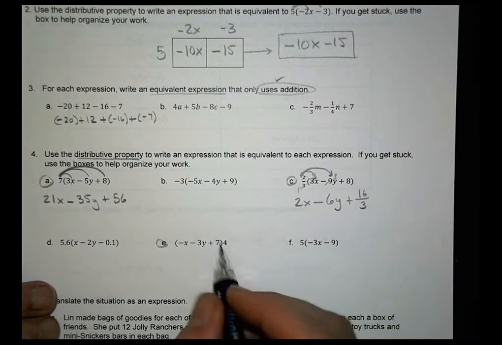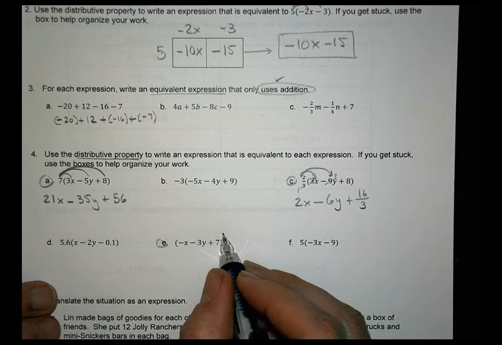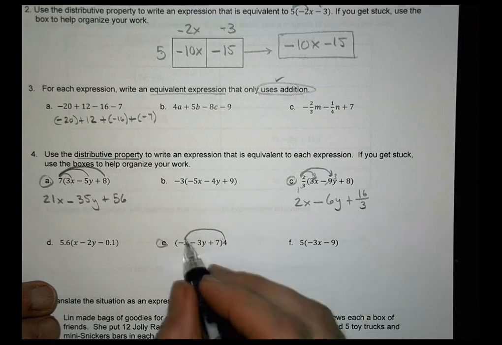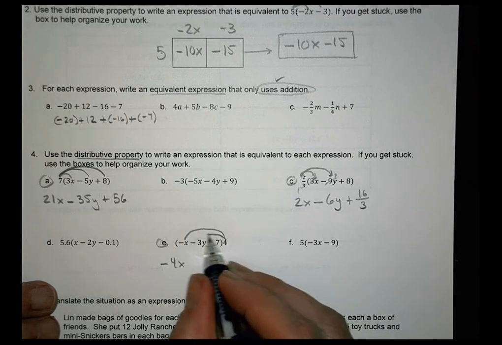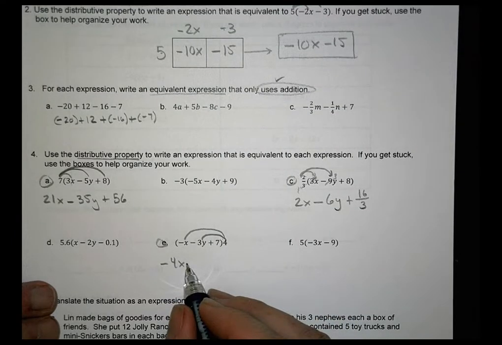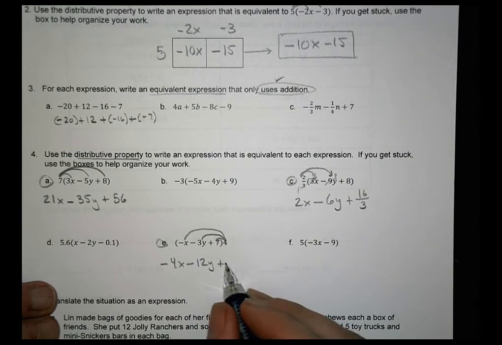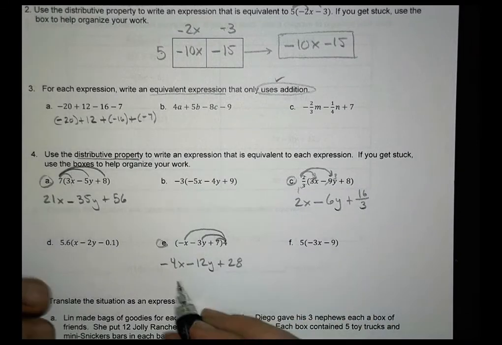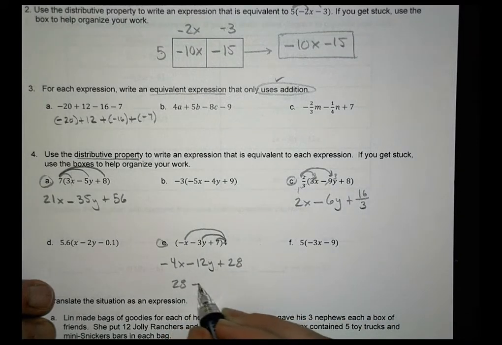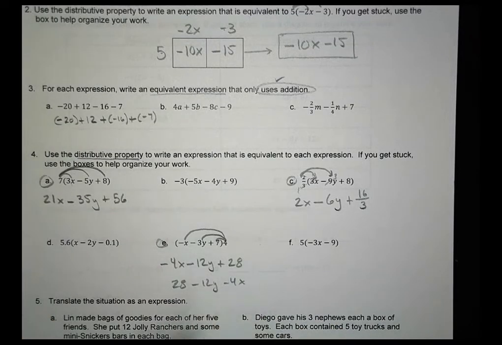For E, they put the 4 over here. That's okay. All right, let's just start over here. We'll multiply this one first. 4 times negative x is negative 4x. 4 times negative 3y is negative 12y. And 4 times 7 is positive 28. If you went the other way, that's okay. You could also have written it out as 28 minus 12y minus 4x. It's the same thing, just different order.